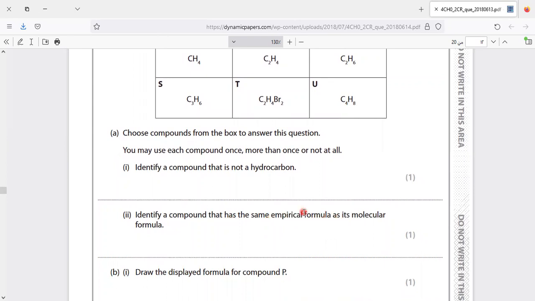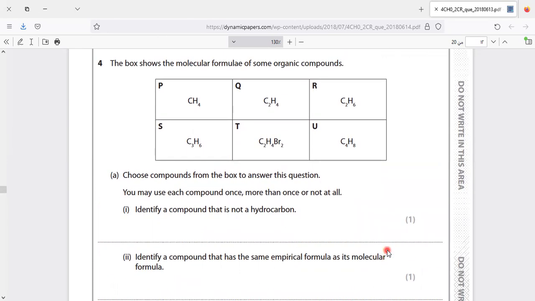Question number 2. Mohamed, go ahead. Identify a compound that has the same empirical formula as its molecular formula. P. Why P? Because it cannot be simplified any further. This is the empirical formula, and this is the molecular formula as well, because this is the simplest form for methane. Got it, Yanur? Understood?